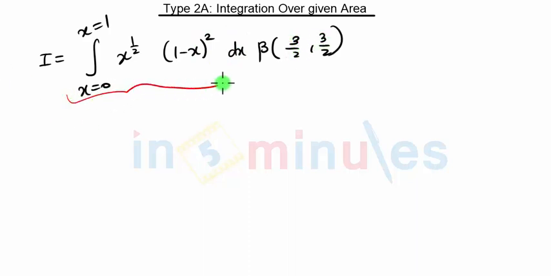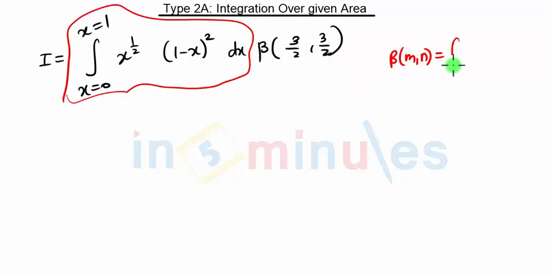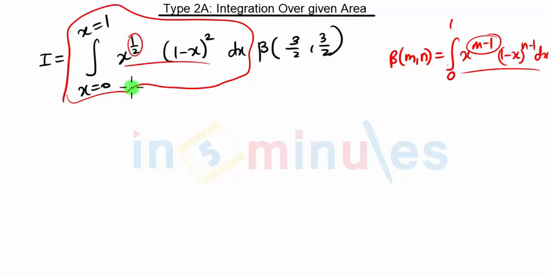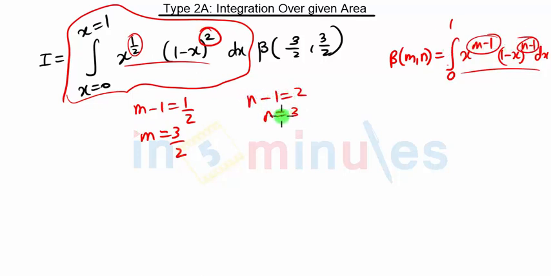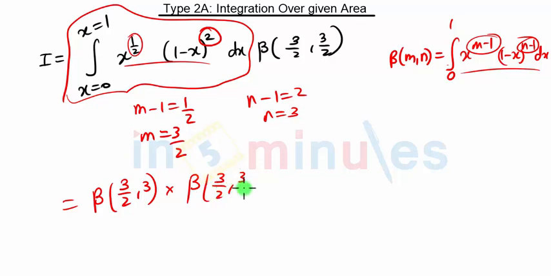Now consider this integration of x. This integration, if you closely observe, is also matching with beta of m comma n, that is integration of 0 to 1 x raised to m minus 1 into 1 minus x the whole raised to n minus 1 into dx. So these terms are similar. When we compare, we get m minus 1 equal to half, so m is nothing but 3 by 2, and when we compare this term, we get n minus 1 equal to 2, so n is 3. So this term is nothing but beta of 3 by 2 comma 3 into beta of 3 by 2 comma 3 by 2.